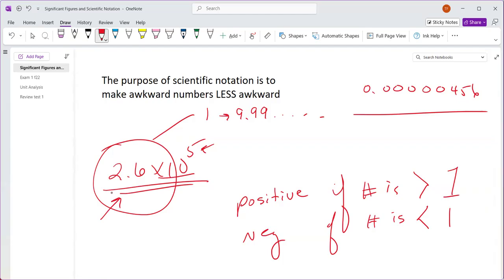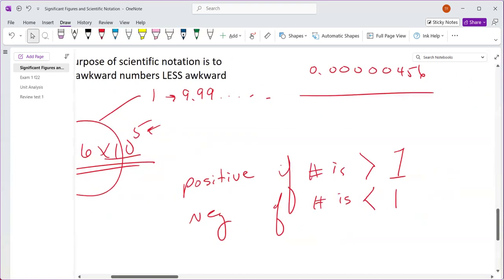So it's 10 to some exponent. Two parts. So let's look at this number over here. Is that number greater than 1 or less than 1? Less. Okay, if it's less than 1, your exponent is going to be negative. If it's greater than 1, your exponent is going to be positive.